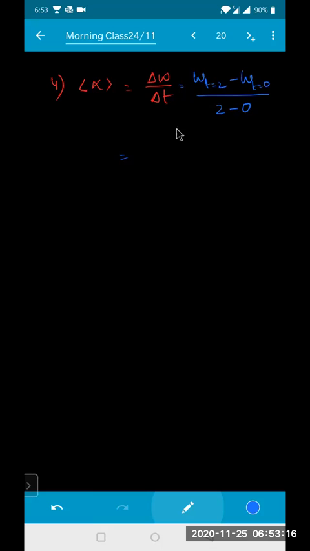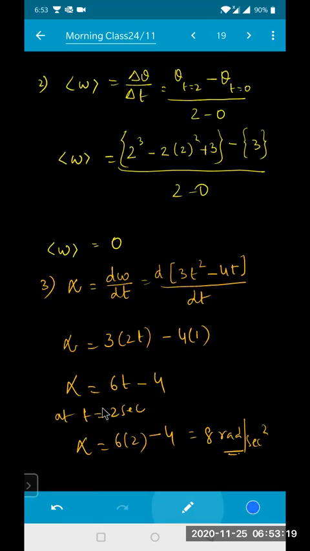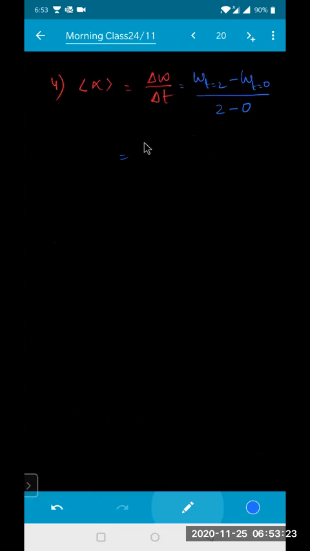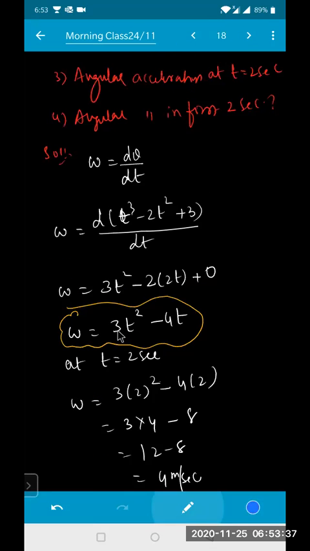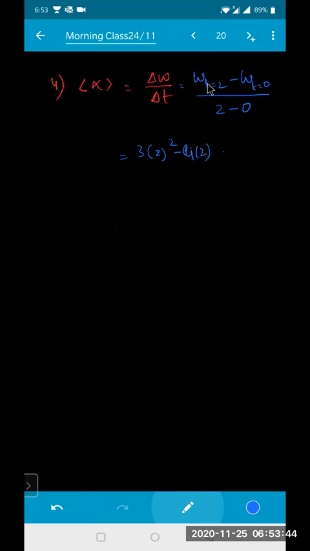So omega at t equals 2 seconds. In the place of omega, we put the value of omega. So this will become 3 into t square, which is 2 square, minus 4 into 2. We have to put the latest value of omega directly, because it is not a differentiation.